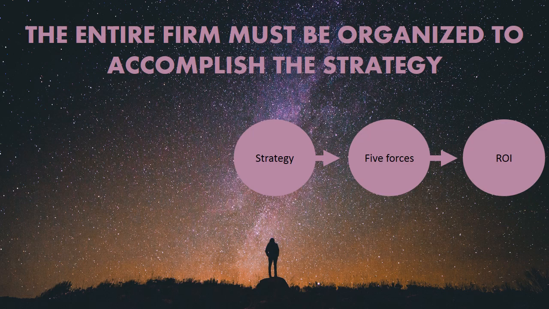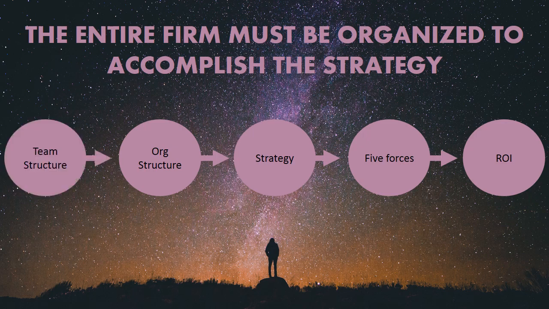And so you can see here what we have. We have the economy, which is at a societal level. We have 5 forces, which is at the industry level. And then we have strategy, which is at the organizational level. And we talked last week about how you use organizational structure to accomplish strategy. This week, we're going to talk about how you use team structure to accomplish organizational structure.